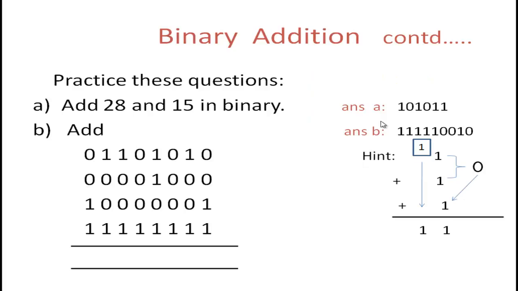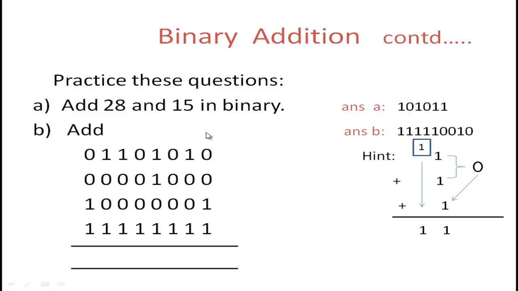Next, you have to practice these questions, like start adding 28 and 15 in binary. It means first of all you have to convert 28 in binary and 15 in binary. After converting these two numbers in the binary number system, you have to add them as per the rules and the answer will be this.